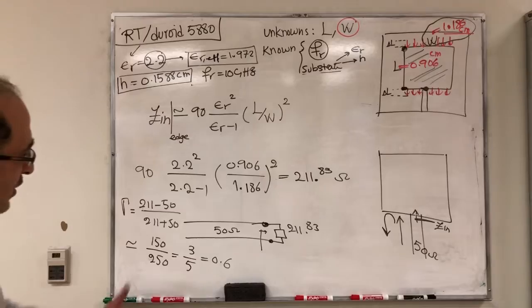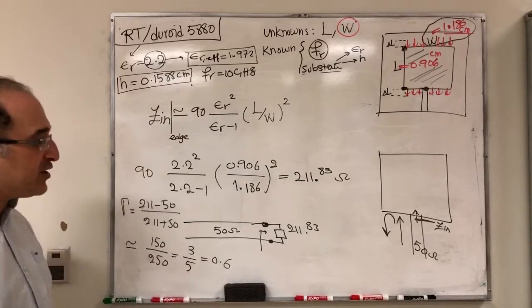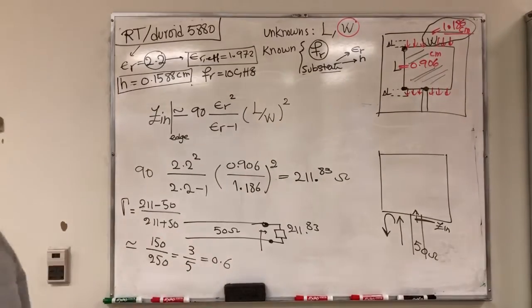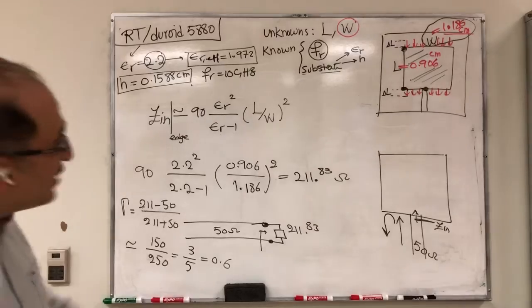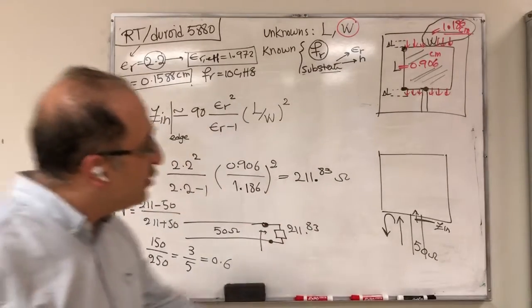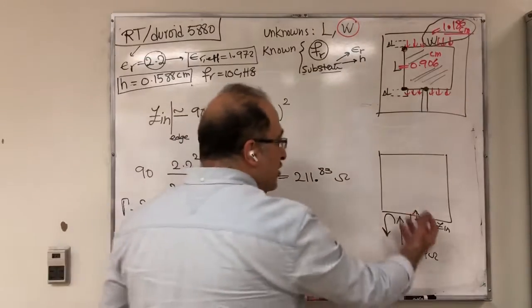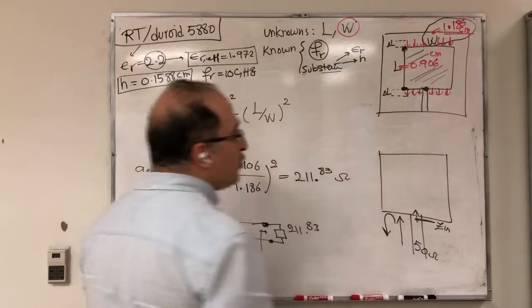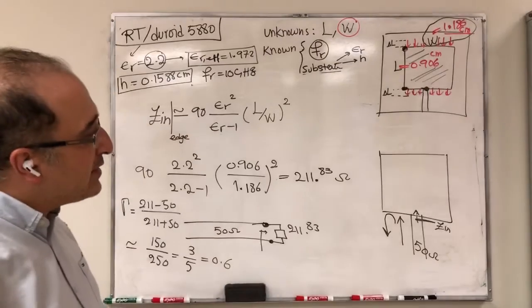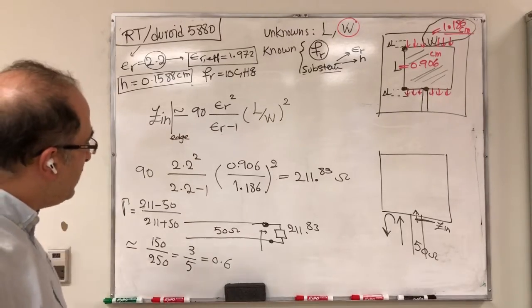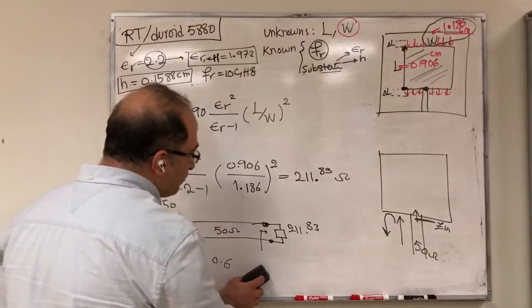So this is significant reflection, and we don't like that. We need to do something about that. This is not appropriate to go to a 50 ohm line. If that happens, you bring the energy, most of it reflects back, and only a little bit goes to the antenna. So that won't be efficient for us.